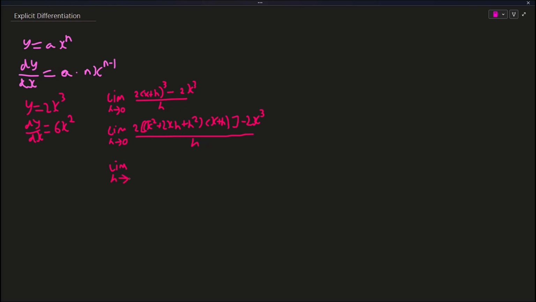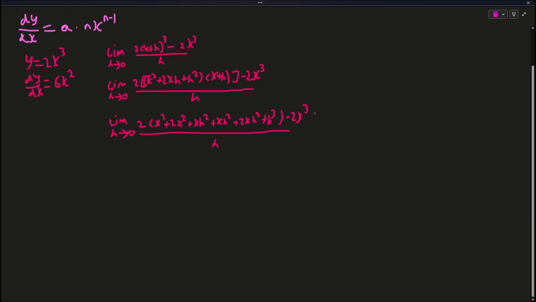And the limit as h tends to 0 of 2x cubed plus 2x squared h plus xh squared plus xh squared plus 2xh squared, yeah, xh squared, 2xh squared plus xh cubed plus h cubed, sorry, minus 2x cubed, all over h.